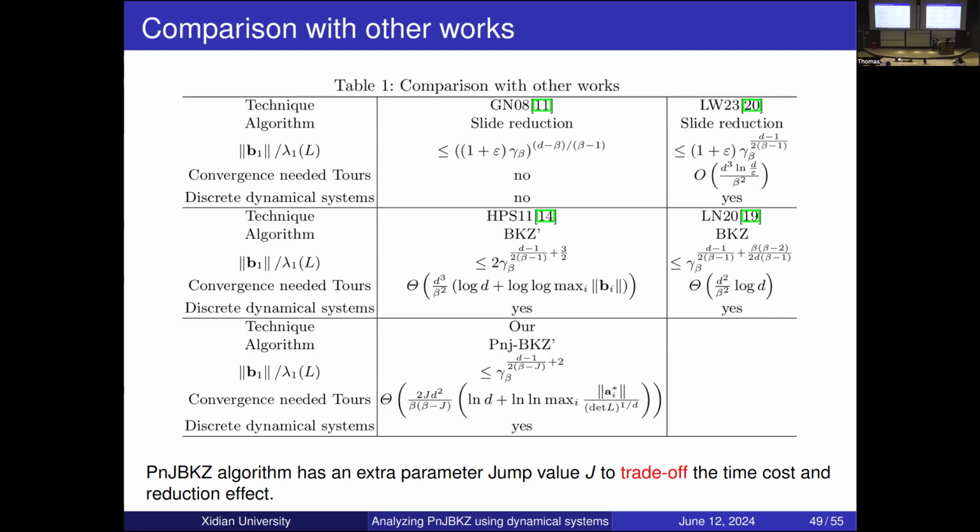And we can see from this table that the PNG-BKZ algorithm has an extra parameter, the jump value, which can trade off the time cost and the reduction effort. With a big J, there will be a smaller number of SVP oracle calls during one tour of PNG-BKZ reduction, so the time cost is smaller. Meanwhile, we can see that with a big jump, the upper bound of the shortest vector output from the PNG-BKZ algorithm is bigger. So big jump means smaller time cost but worse reduction effort. It actually makes the PNG-BKZ algorithm more flexible during the reduction to improve the quality of lattice bases.